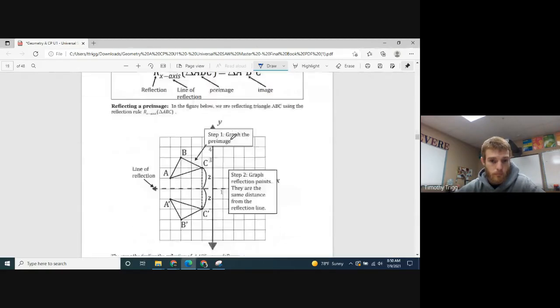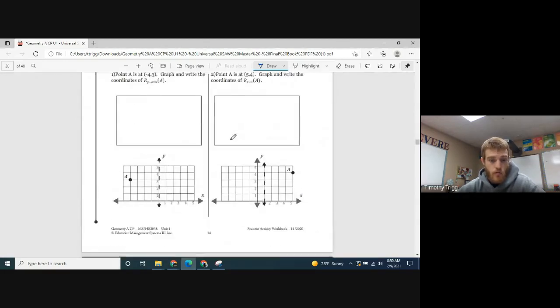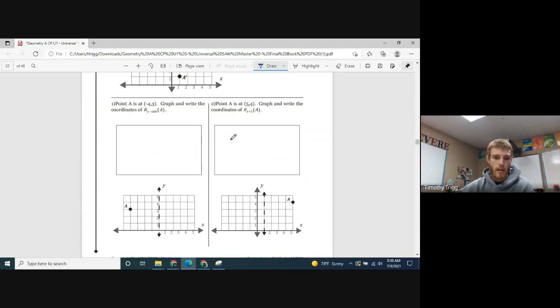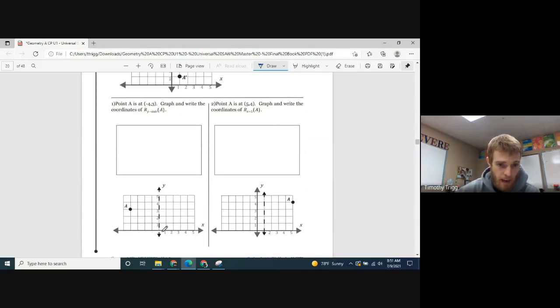Next, we're going to talk about reflections. So when we reflect across a line, I'm going to show you basically how to do it with these two examples here. When you reflect across a line, the first thing you need to know is where's your starting point. So in our case, we're starting with this point A. And it says A is at -4, 3. And we can see that, -4, 3. So here's where A is.